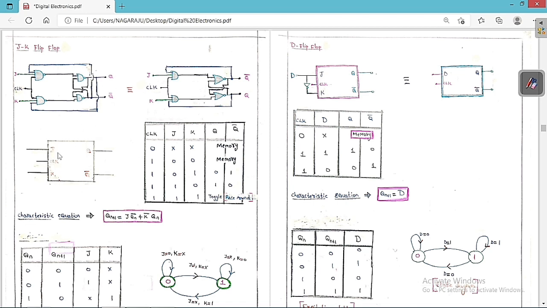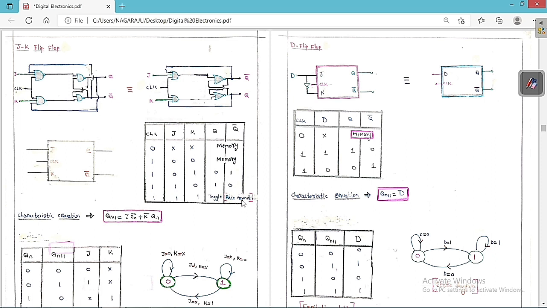The general block diagram of the JK flip-flop has the clock, J, K, and Q and Q bar. I already told you, whenever the clock is equal to 0, irrespective of the other inputs, we always get memory. Whenever the clock is equal to 1, for 0 0 we get memory, for 0 1 we get 0 1, for 1 0 we get 1 0. For 1 1, in the previous SR flip-flop we got the invalid state, but now this is called toggling mode.